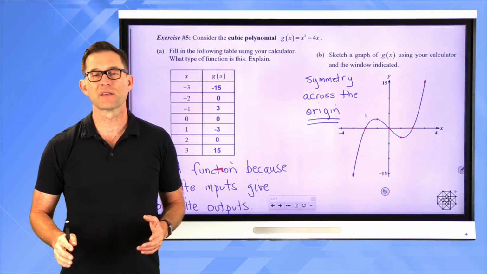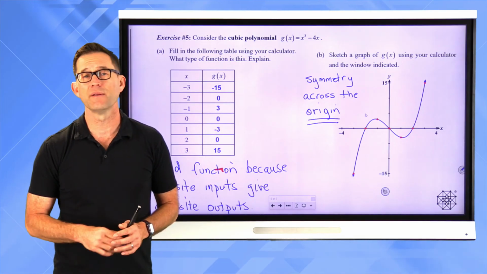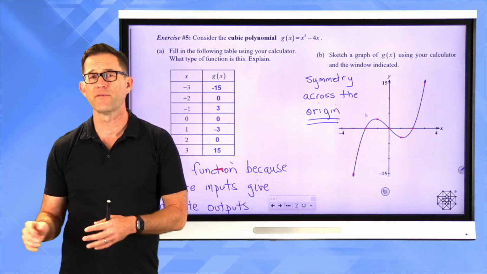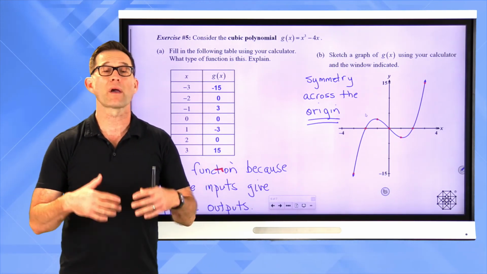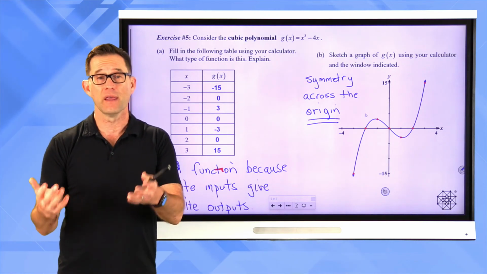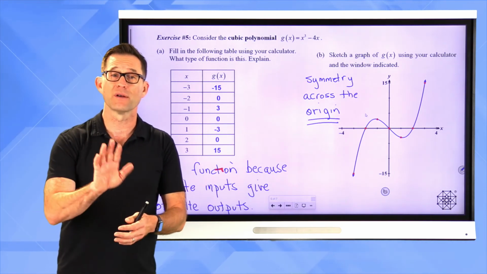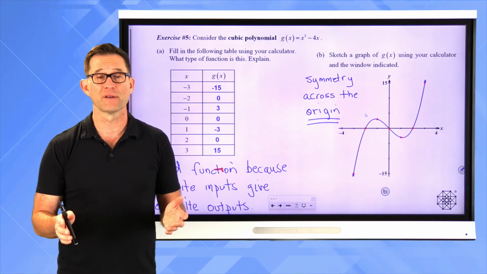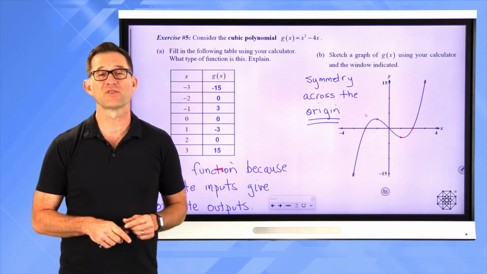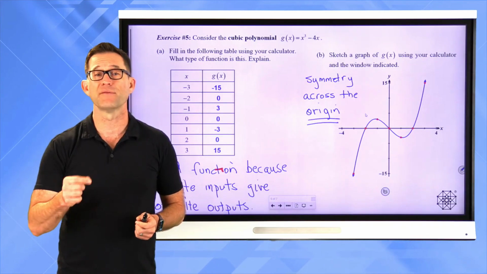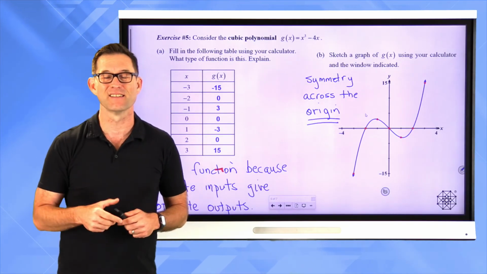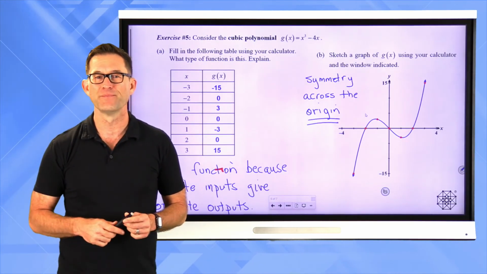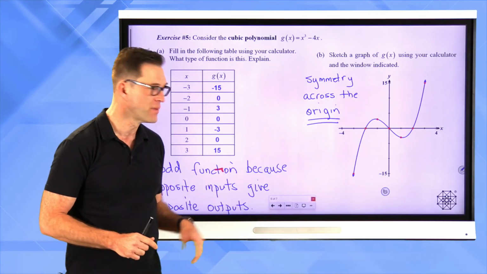They love asking that on state exams, right? If you've got an even function, an odd function, whatever it is, what kind of symmetry will it have? Even functions will have that symmetry across the y-axis. Odd functions will have that symmetry across the origin. On the homework, I'm going to ask you a little question about what kind of function might have symmetry across the x-axis, just to get you thinking a little bit. Anyway, let's wrap this up.